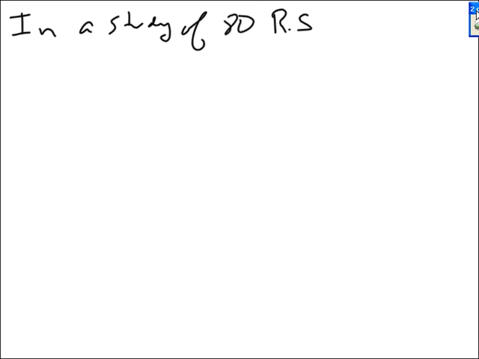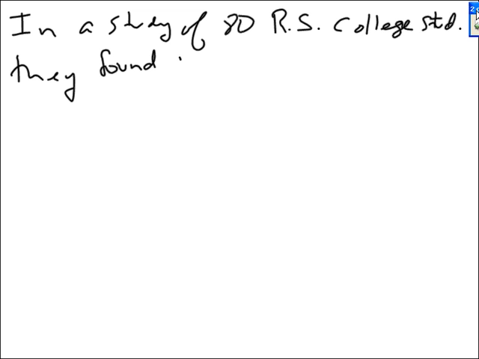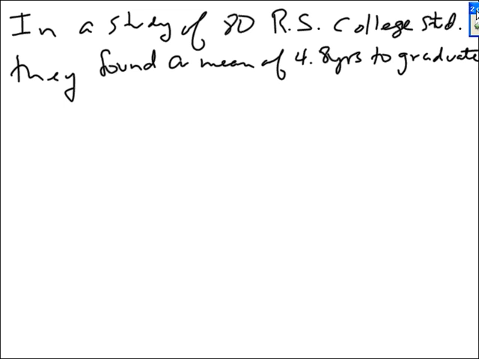The first problem we'll consider is the following. Suppose you come to learn that in a study of 80 randomly selected college students, you randomly select 80 college students, the study found a mean of 4.8 years to graduate. That is, on average, it took 4.8 years for a college graduate to have graduated.